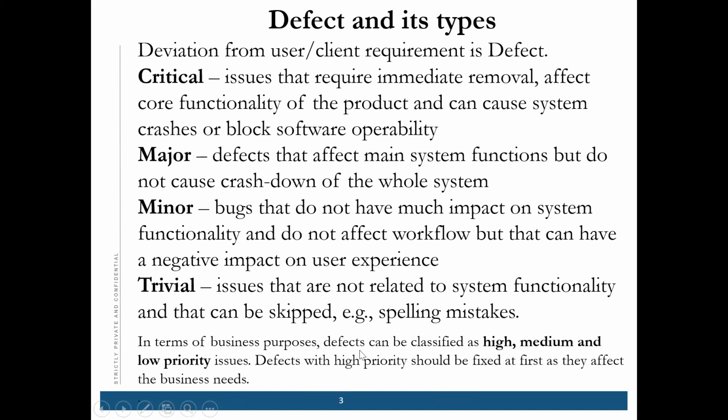So in terms of business purpose, defects can be classified differently. When we are logging any defect in the Jira board, critical, major, minor, trivial is not available. It is high, medium and low priority or severity issues that are there. And defects with high priority should be fixed first and they affect the business needs. That's why high priority defects should be resolved as soon as possible.